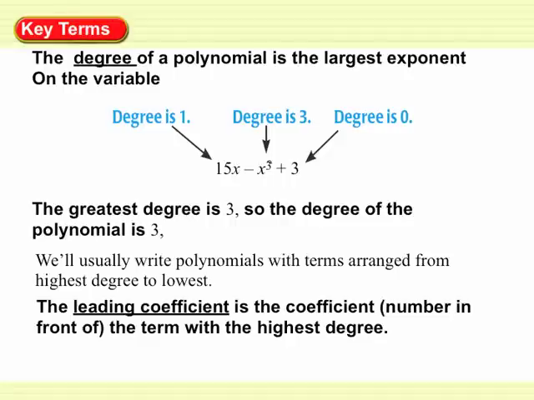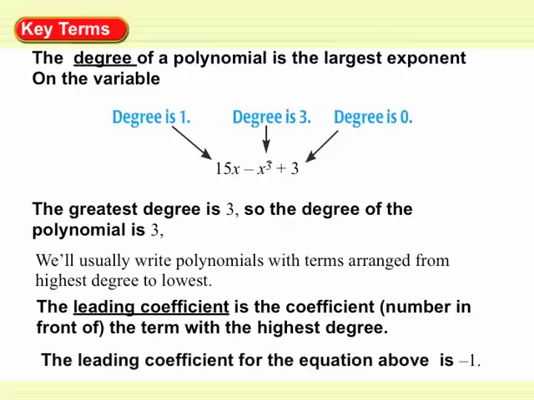We call the leading coefficient the coefficient that comes in front of the term with the highest degree. When we write our polynomial with the terms arranged from the highest degree to the lowest, the leading coefficient will be the very first coefficient in that series of terms. The leading coefficient for the equation shown above is -1, because the middle term, x cubed, has the highest degree, and the coefficient on it is -1.